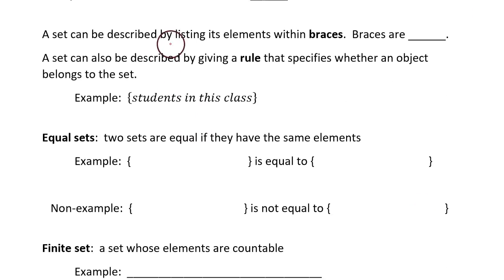A set can be described by listing its elements within braces. So on this line, I'd like you to draw braces. They are fancy parentheses. They look like this.